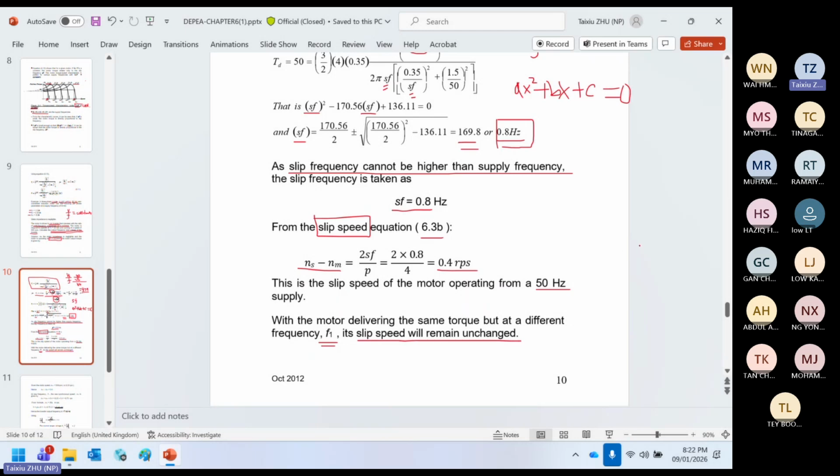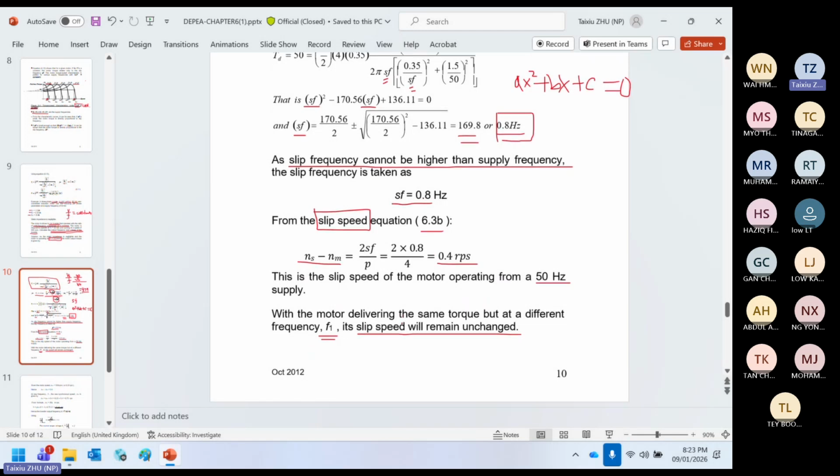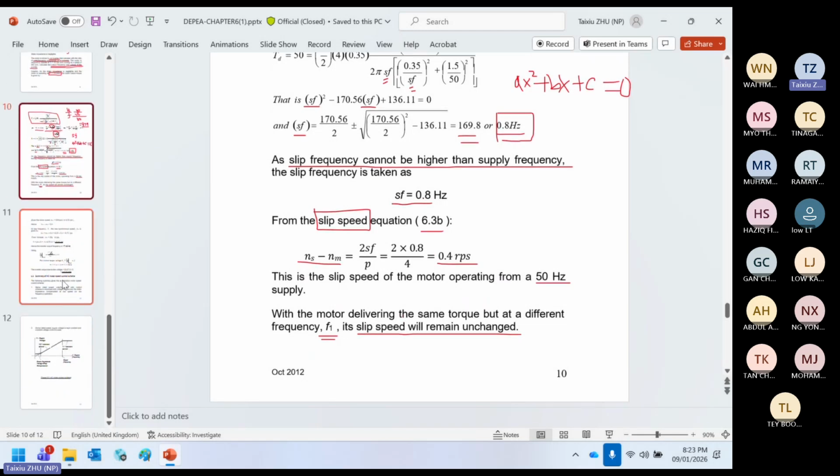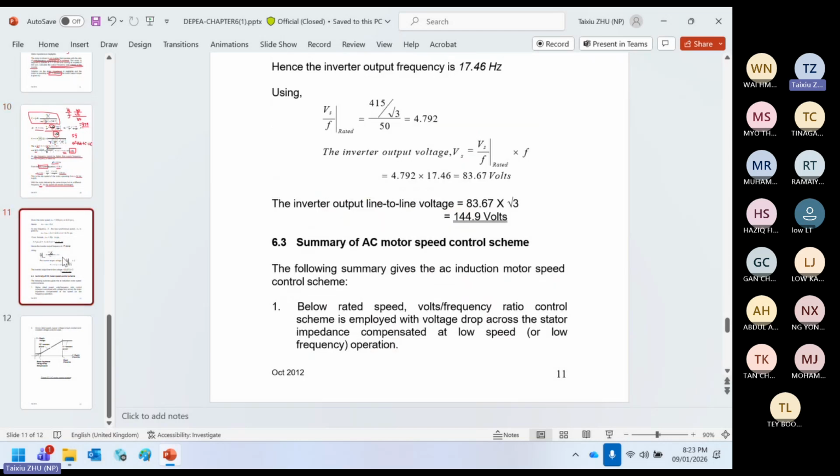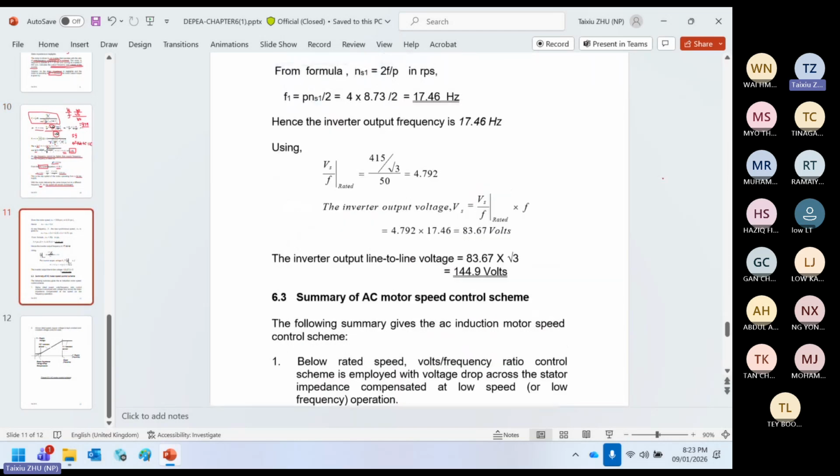Now this conclusion you have to remember. That means when you change the frequency, the slip speed doesn't change, it's always constant. So it will remain at 0.4 RPS in this case. With this, we can find the speed. So from here, we do something.